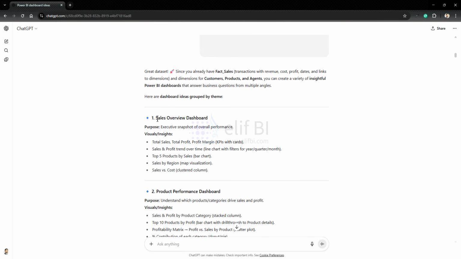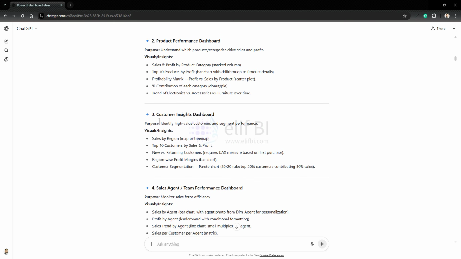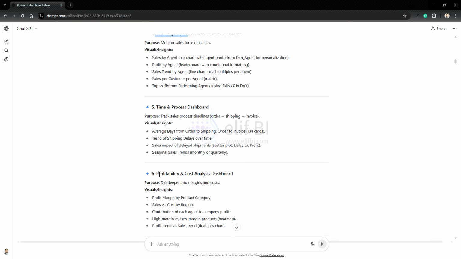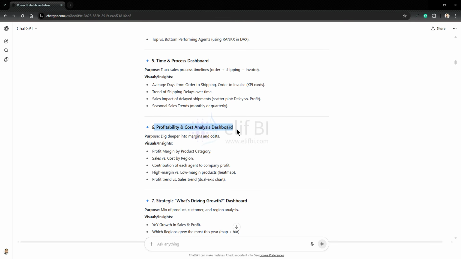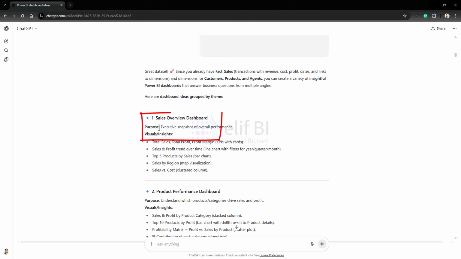And as you can see here, it gives me a few suggestions, like the sales overview dashboard. This is something that I can build for the executive snapshot of overall performance, a product performance dashboard, customer insights dashboard, sales agent, time and process dashboard, and profitability and cost analysis dashboard, even strategic. That means like what's driving the growth dashboard. So now we are getting the idea about the types of dashboards and some of the visuals and the insights that we can place on these dashboards.